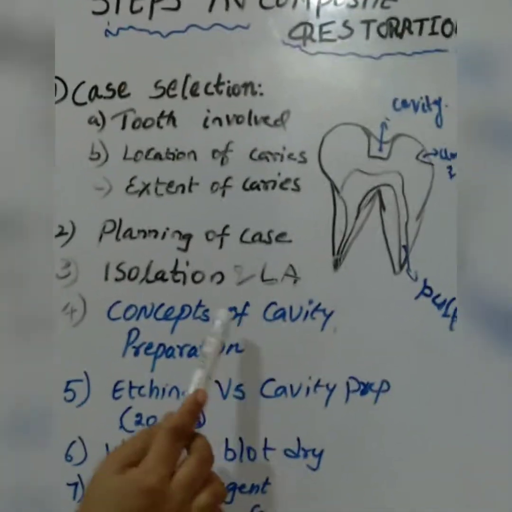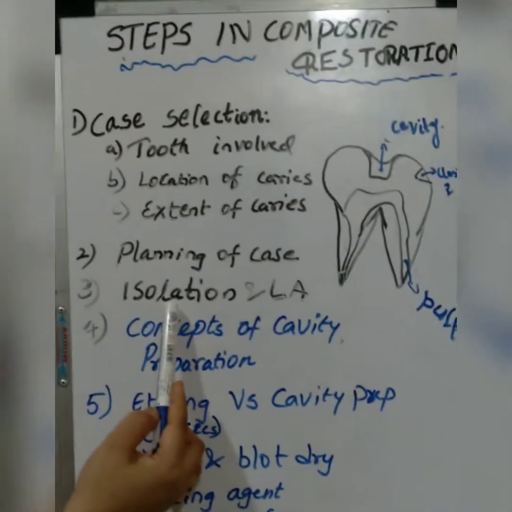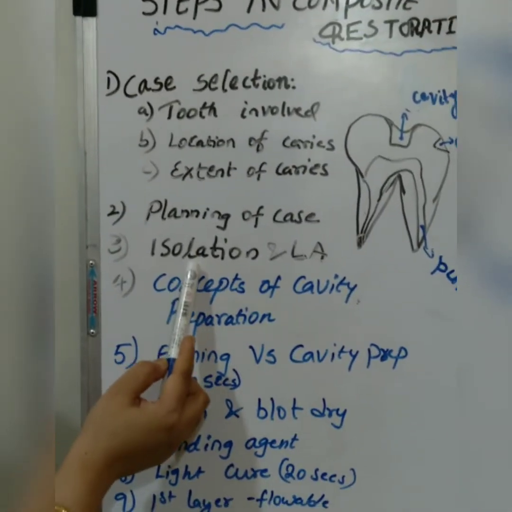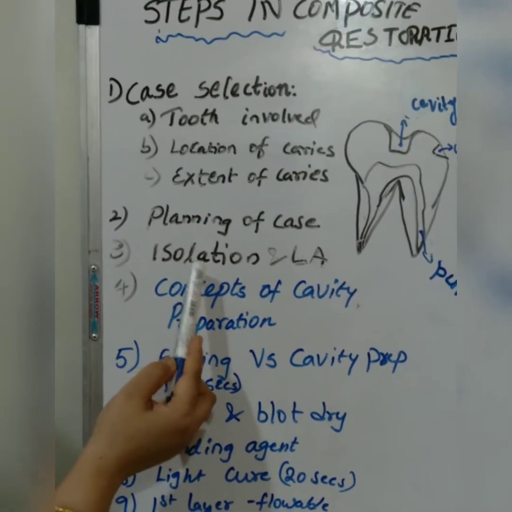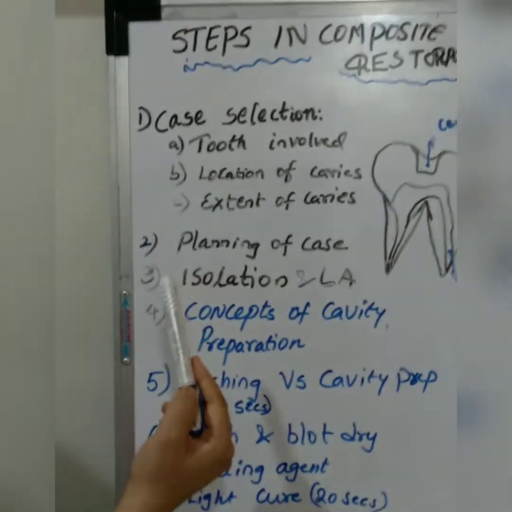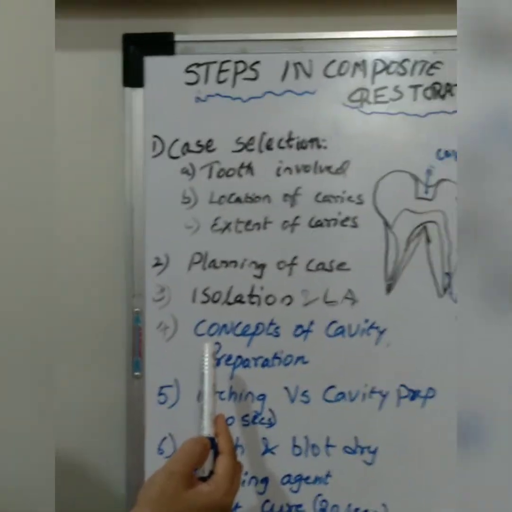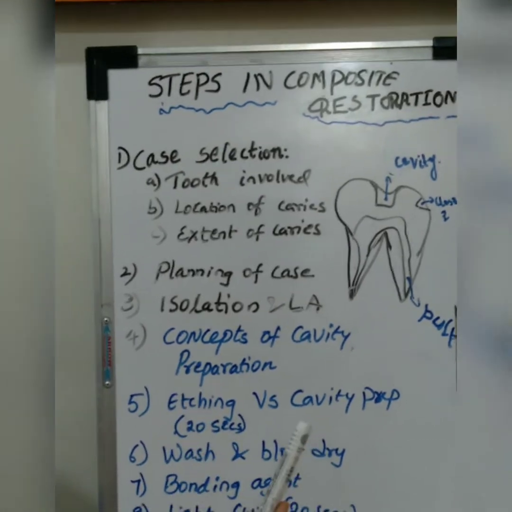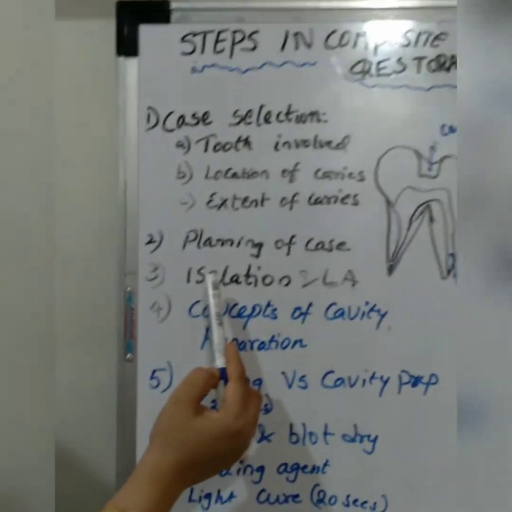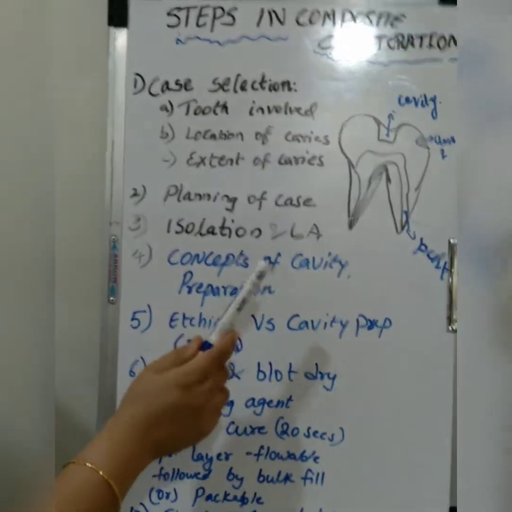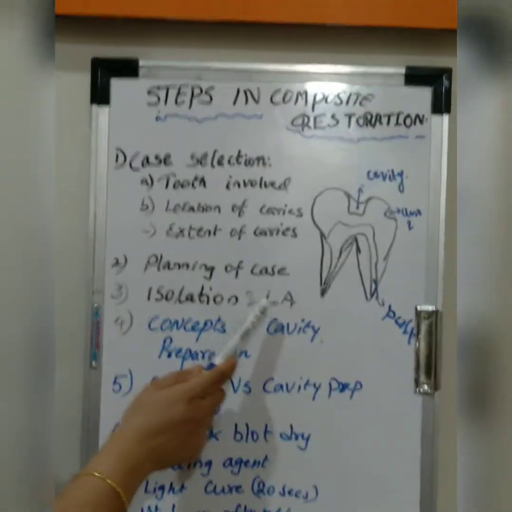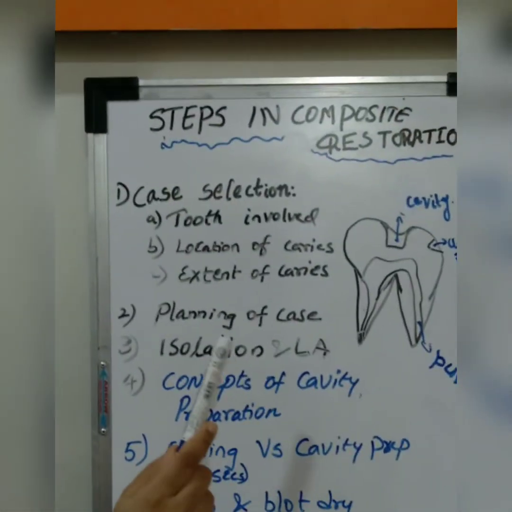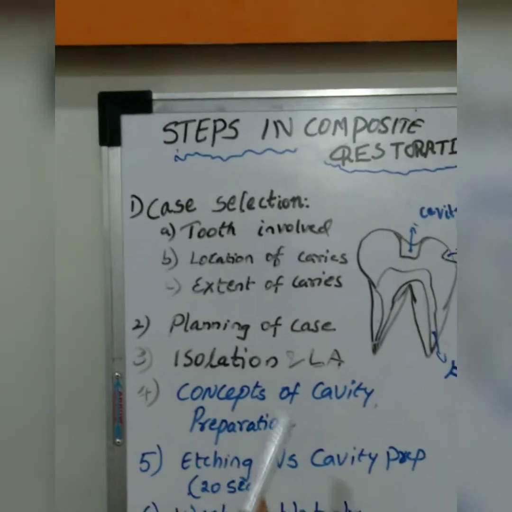Once you have planned the case, then you have to look for isolation and LA. In this particular case, is isolation possible? If it is class 2, then what should be your method of isolation? You have to place a rubber dam, decide on which tooth the clamp has to be placed, and how many teeth you have to expose. All this planning you have to do. And at the same time, once you are doing any restoration under rubber dam, then infiltration type of local anesthesia to that clamp tooth is necessary. Without that we can't go ahead.